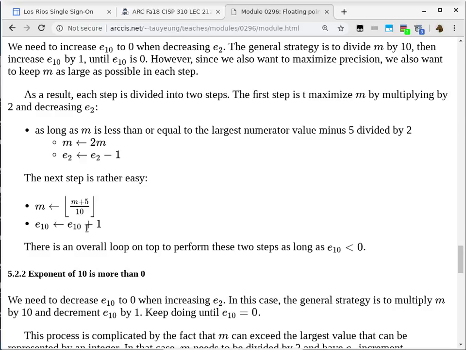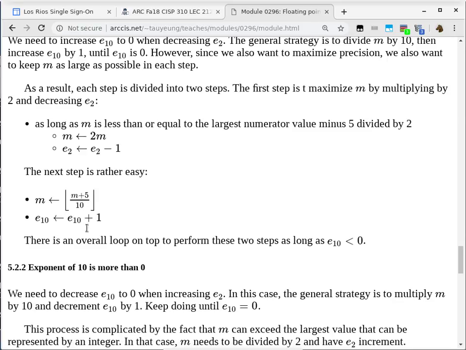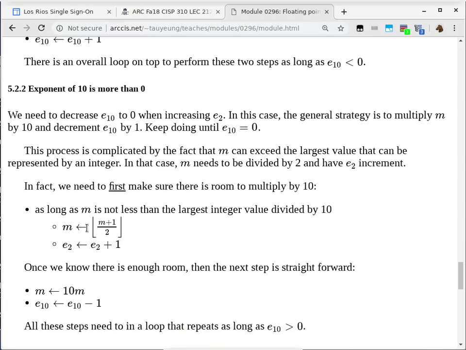So is the logic okay? What happens when E10 is less than 0? How do we bump it up to 0? Yes? No? Yes? Okay. What about the flip side? What if E10 is positive to begin with? Then what should we do? We want E10 to be 0. So if it's positive to begin with, what do we do? Decrement it, right? Okay. But how can we decrement E10 without changing the value represented?